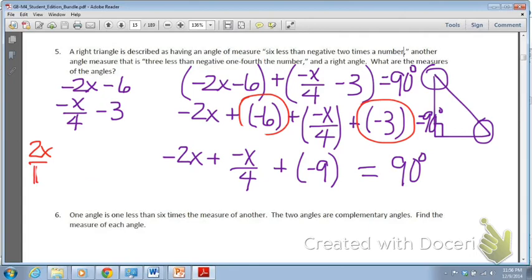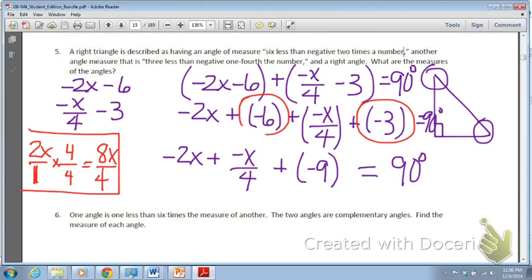I'm going to multiply times 4 over 4, just as if it were just numbers, and I'm getting an equivalent fraction. So that's going to be 8x over 4. All right, so that's kind of the idea here.